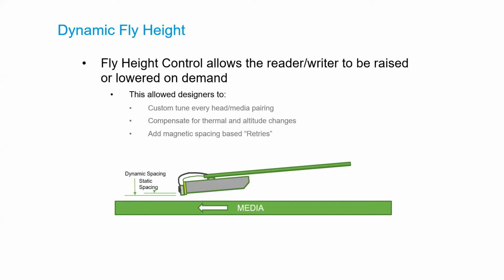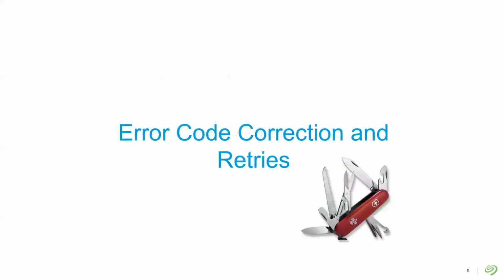At 8,500 foot altitude. Under those circumstances, we'd be flying extremely low, potentially even dangerously low. We can actually compensate for that now by pulling up the piezo element and giving us more ideal dynamic spacing. This is an important feature for understanding what some of the things we're going to do later. Next slide, please. Okay, we're going to very quickly touch on error correction and retries.